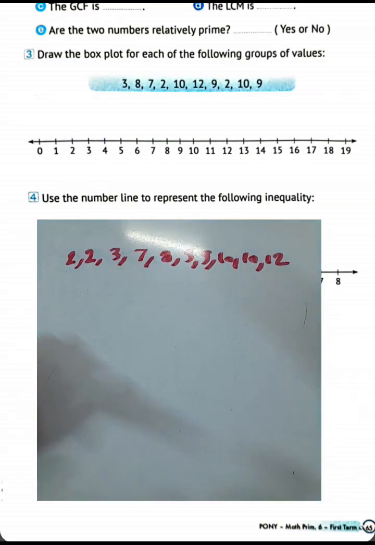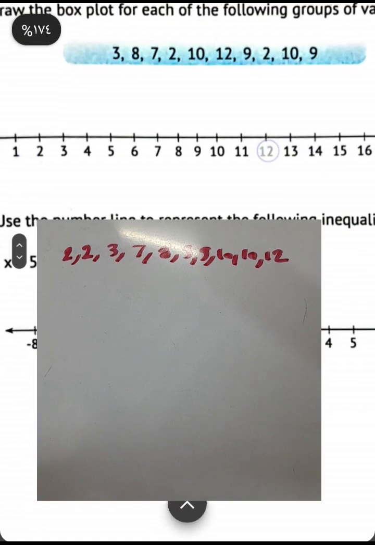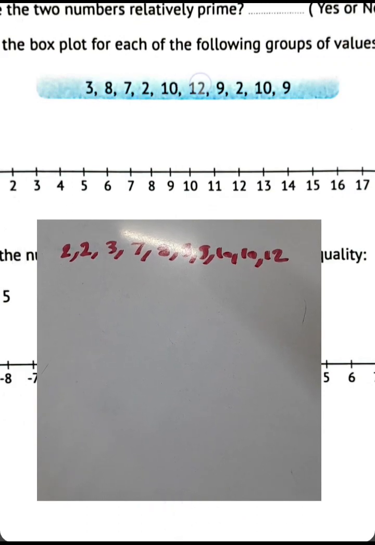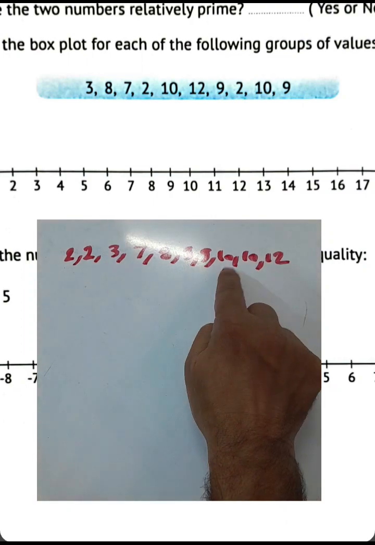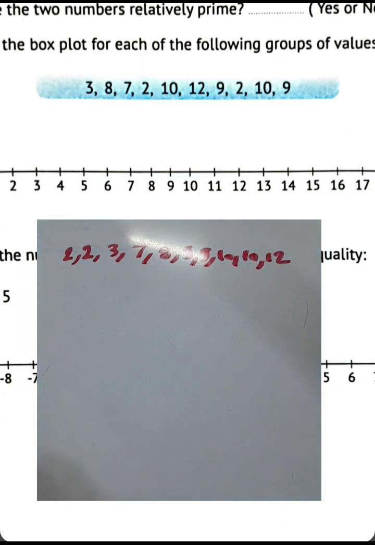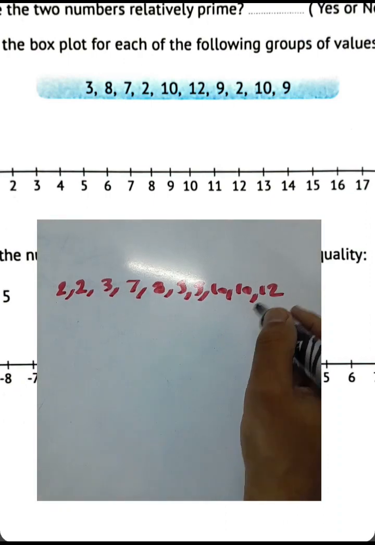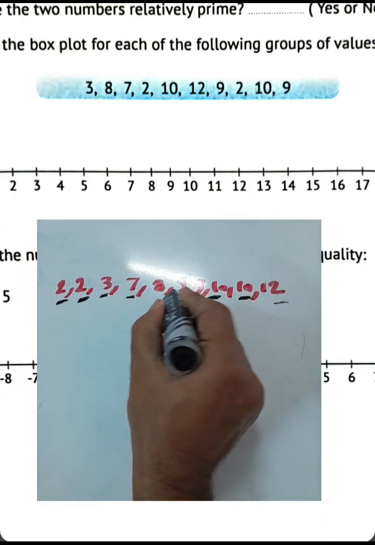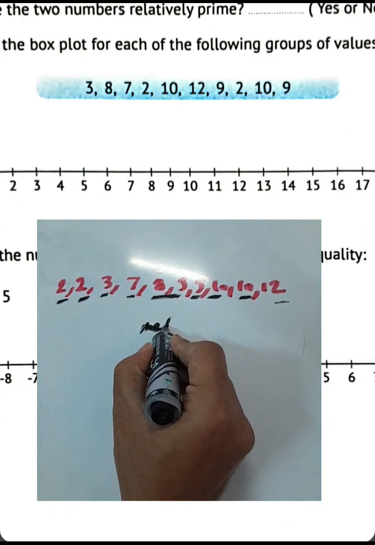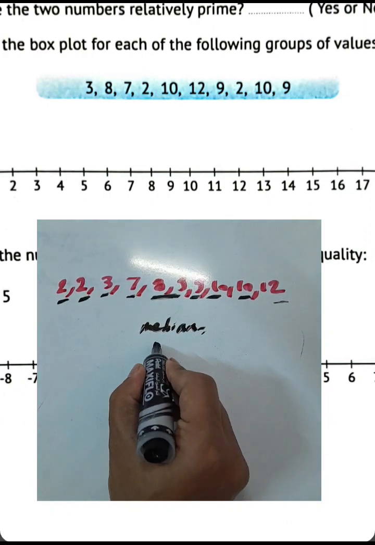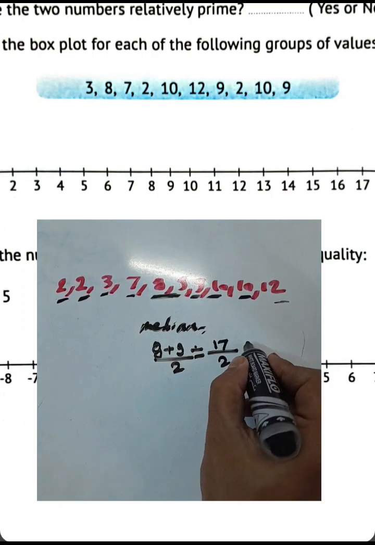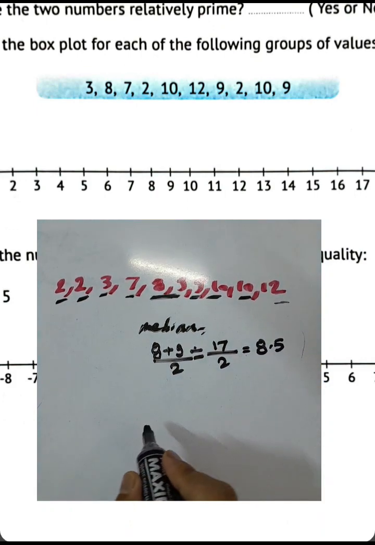Okay, count with me the numbers here to find the box plot and median. 1, 2, 3, 4, 5, 6, 7, 8, 9, 10. 1, 2, 3, 4, 5, 6, 7, 8, 9, 10. Okay, then next step here, we can find the median by cancelling one digit by one digit, cancel this number by this number. So the median will be equal 8 plus 9 divided by 2. 8 plus 9 equals 17. 17 divided by 2 equal 8 and a half, 8.5.